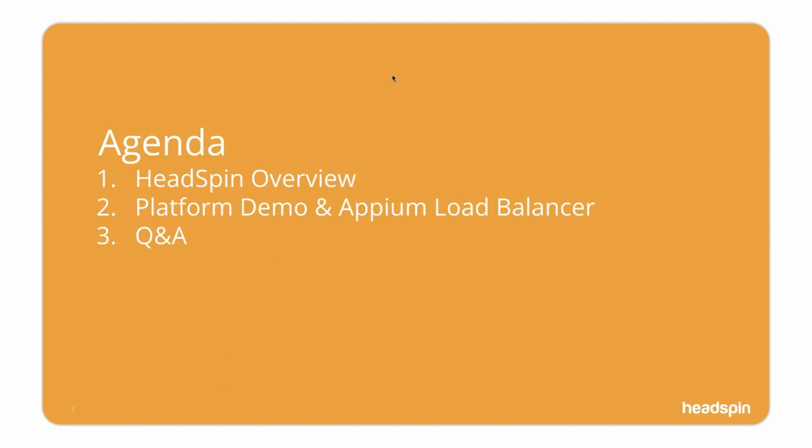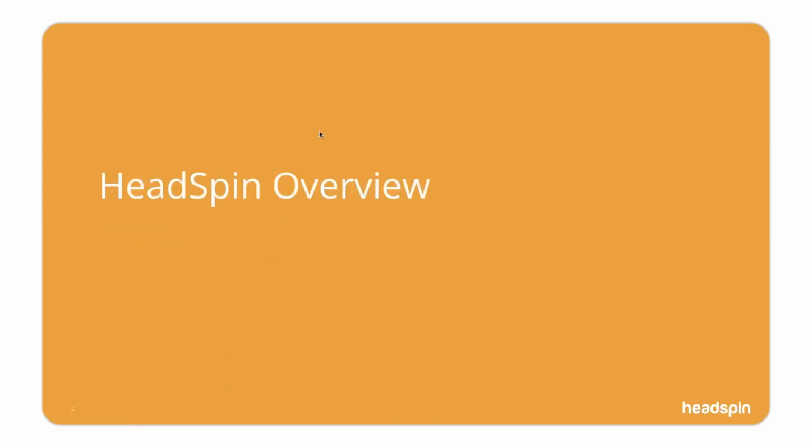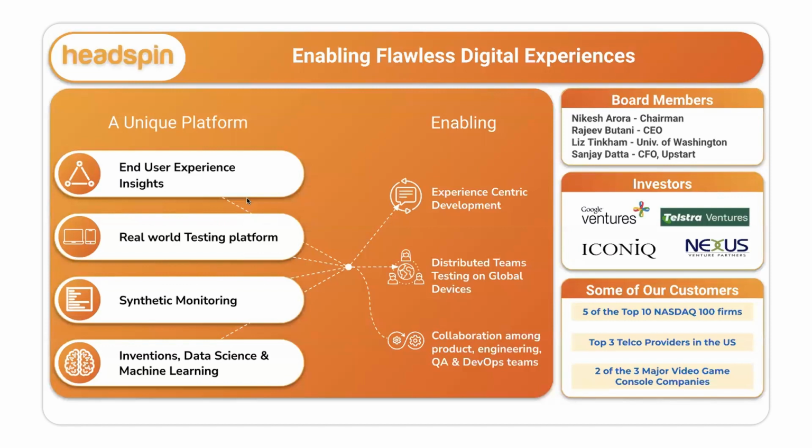So who is HeadSpin and what do we offer? HeadSpin is a 7-year-old company based in Palo Alto, California. And we were founded on the premise of helping our customers execute synthetic testing on real-world digital experiences. As you may be aware, speed, ease of use, and ensuring the experience is consistent are critically important to the success of every enterprise. And that's where HeadSpin's platform really comes into play.